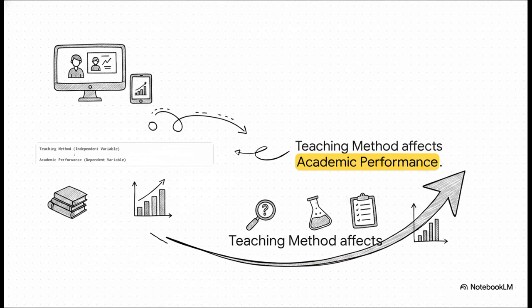Let's look at a running example. Think about how the independent variable of, say, a teaching method flows directly into the dependent variable of academic performance. You manipulate how the students are taught, maybe using digital platforms versus traditional lectures, and then you measure the resulting shift in their academic performance, usually through test scores.